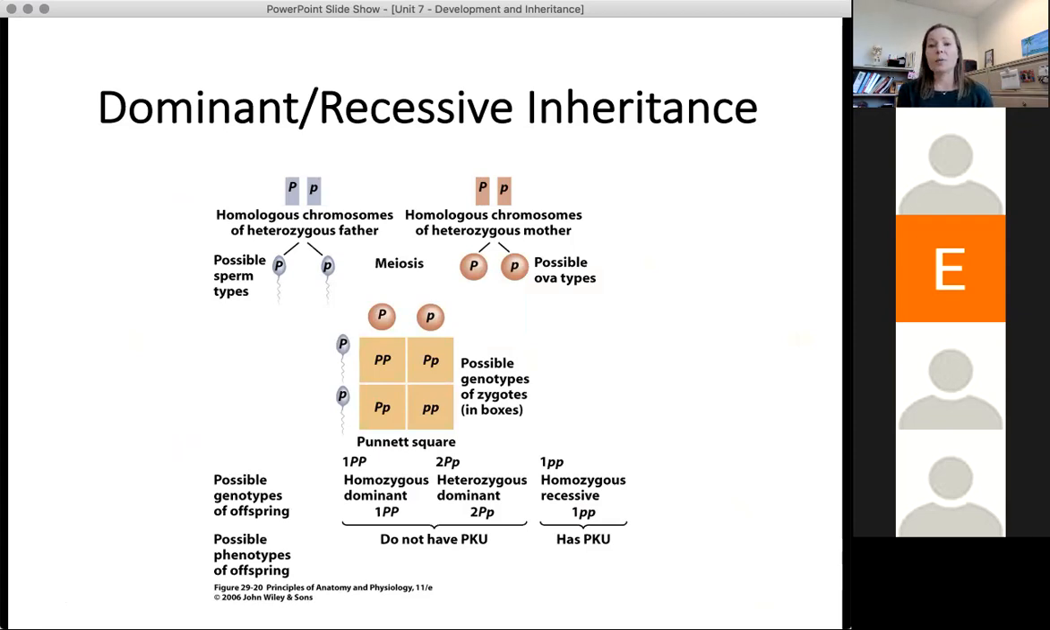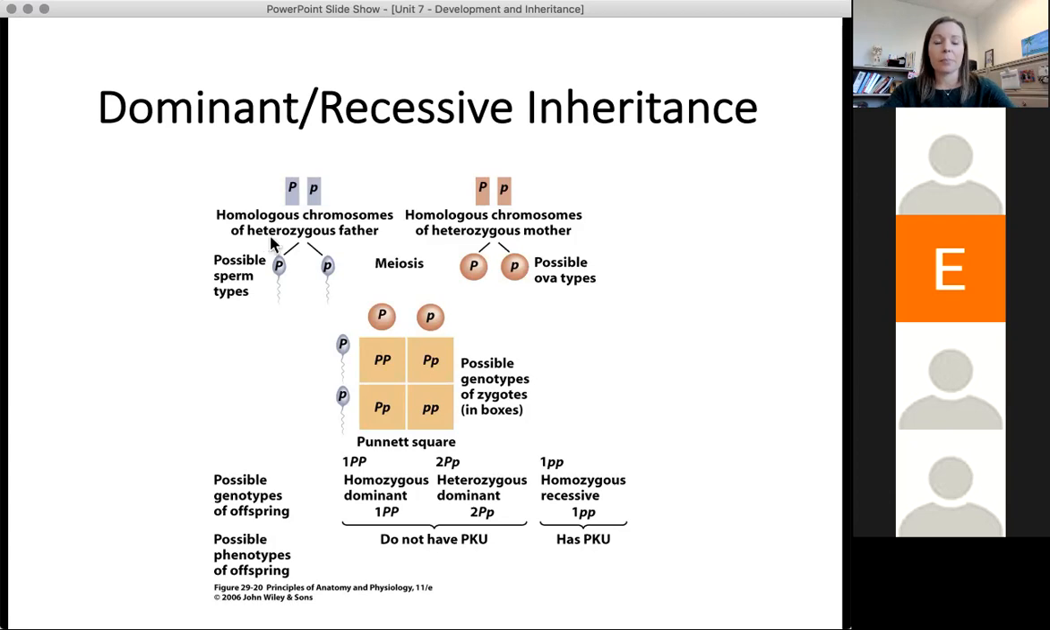So to do a Punnett square, you will be told what the two parents are, what their genetic makeup is. So that's called their genotype. What alleles do they have for a particular gene? And then you'll use that to determine the possible allele combinations for their offspring. And from that, you can figure out what physical traits the offspring might have.